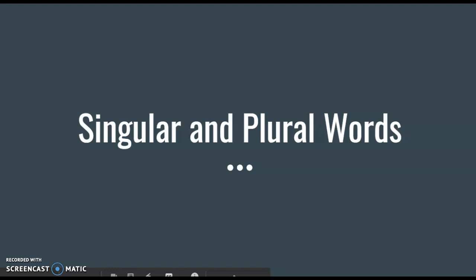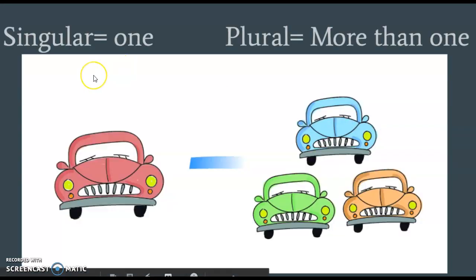Hey, first grade. Today we are going to be talking about singular and plural words. So you guys maybe have heard those words before, but singular just means one and plural means more than one. So here I have one car, so the word car is singular. But here I have cars. I have more than one, so cars is plural.